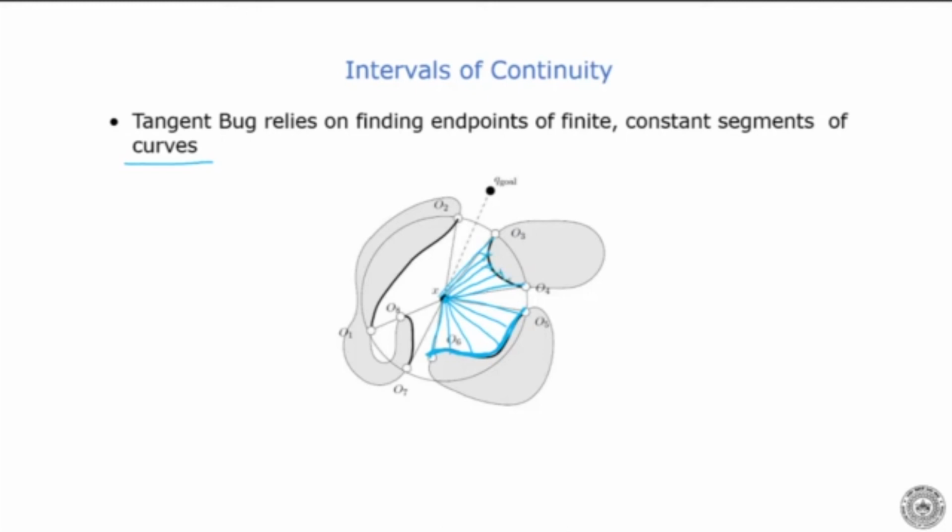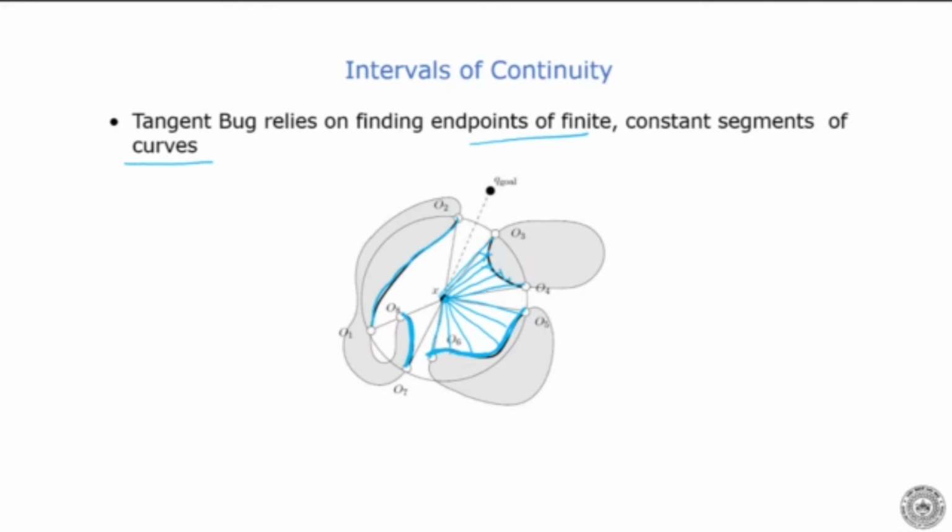Okay, and because I know the sweep angle theta, I also know the orientation. So now the range sensor has given me more information: it is also telling me the shape of the object here. Now, the tangent bug algorithm basically relies on finding endpoints of finite constant segments of the curves.